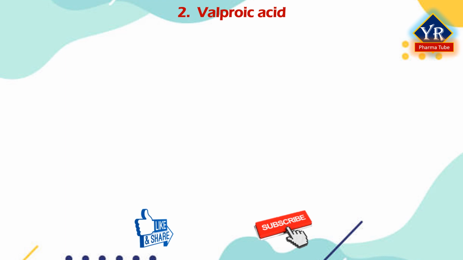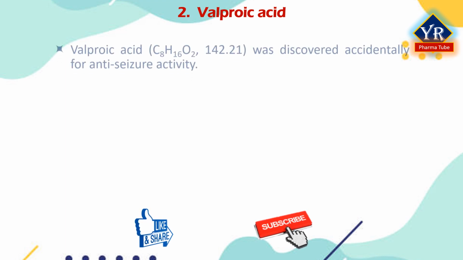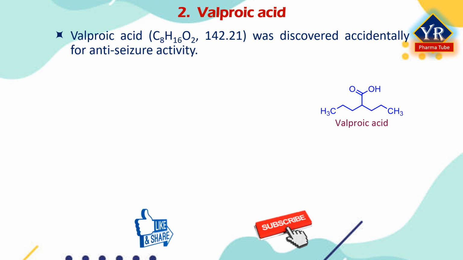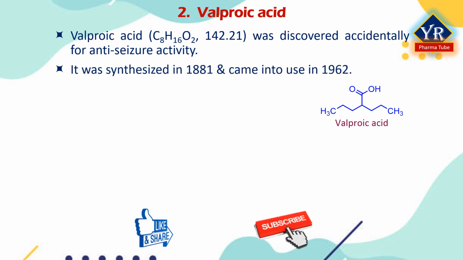The second drug of this class is valproic acid. The anti-seizure properties of valproic acid were discovered serendipitously when it was employed as a vehicle for other compounds that were being screened for anti-seizure activity. Valproic acid was originally synthesized in 1881 and came into medical use in 1962.